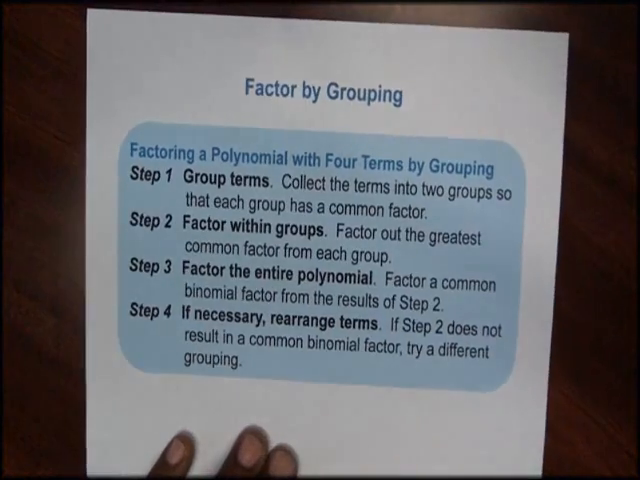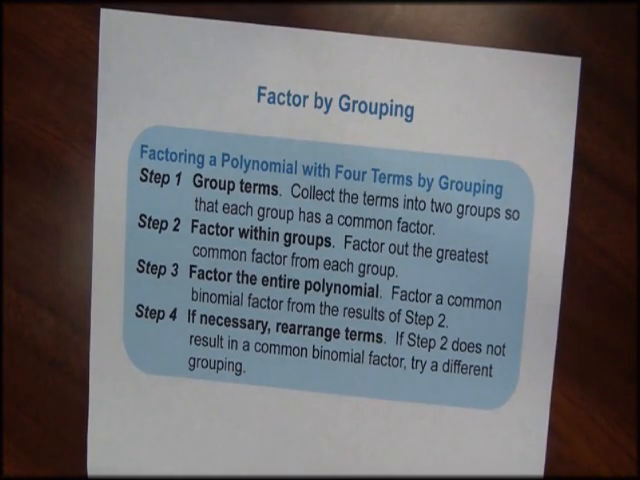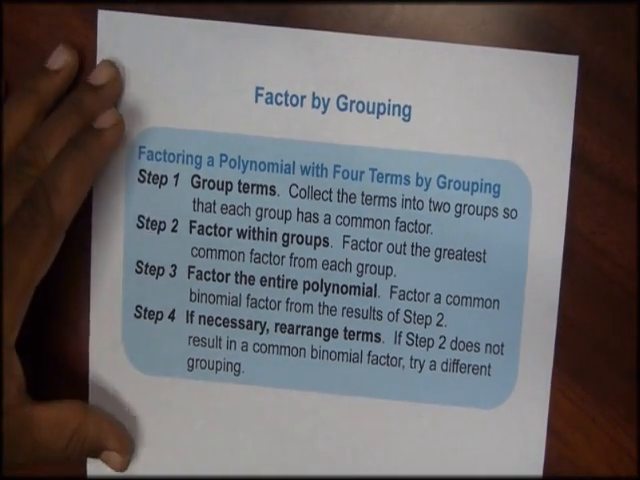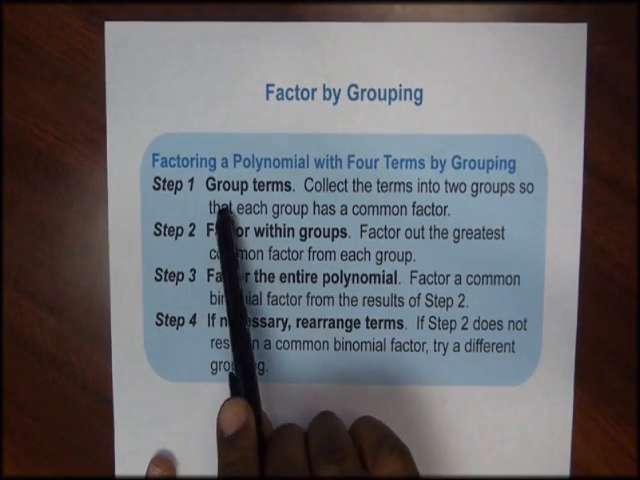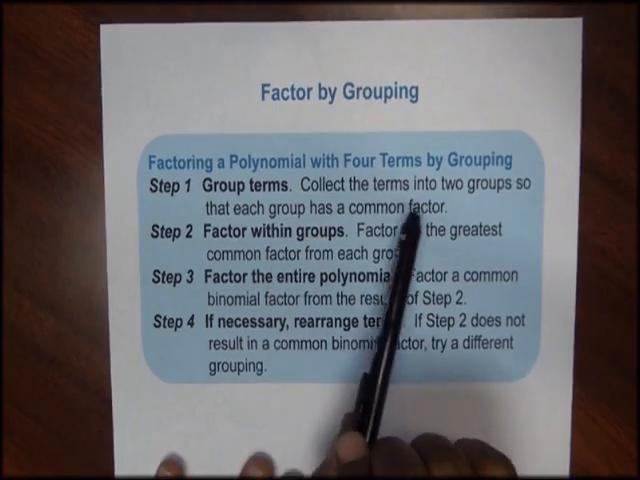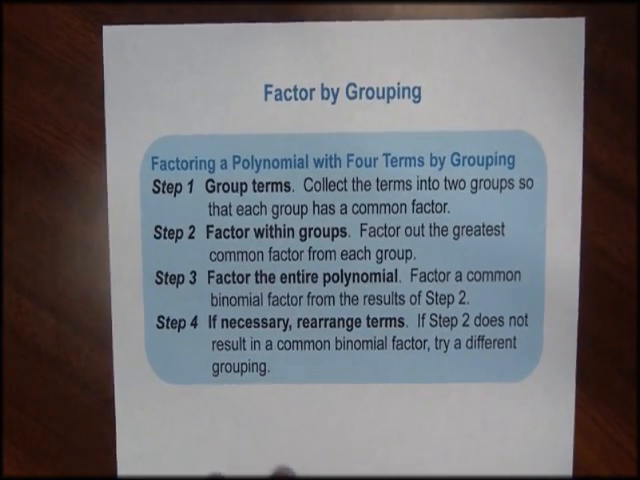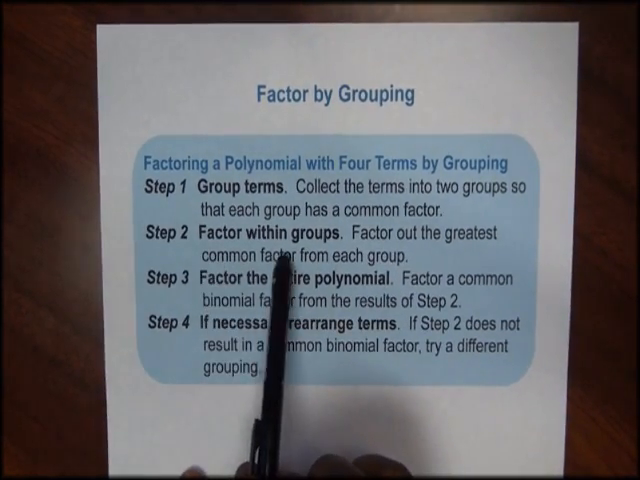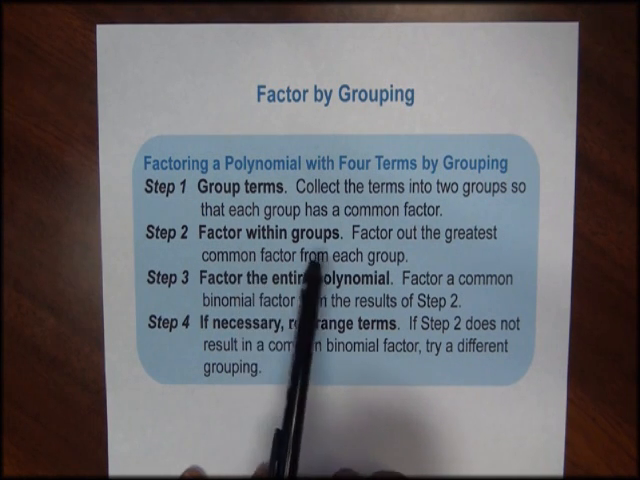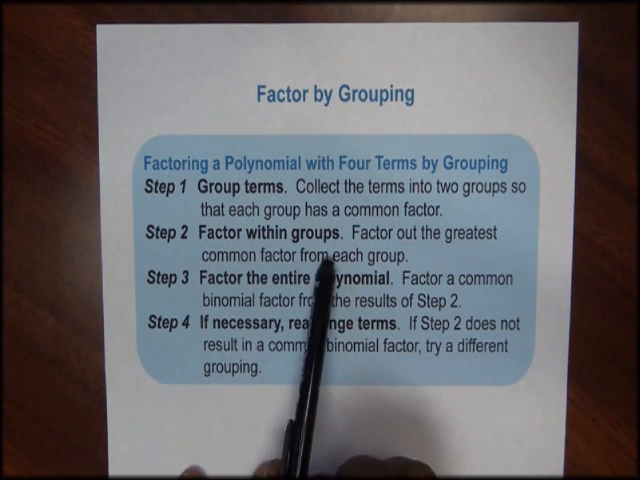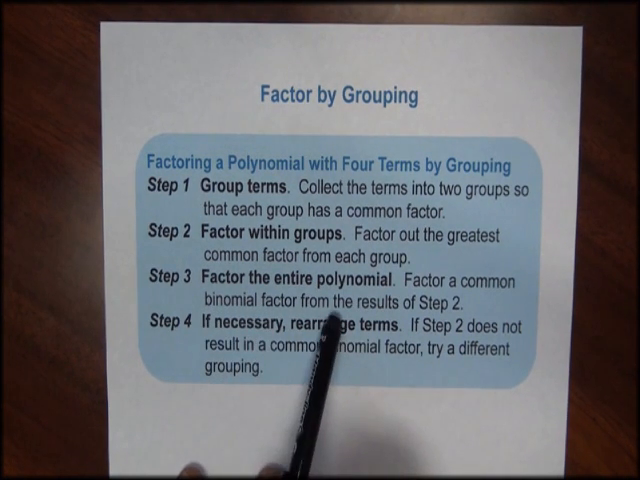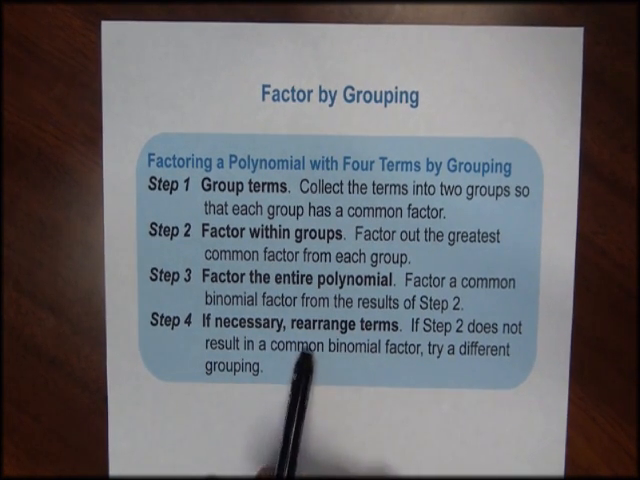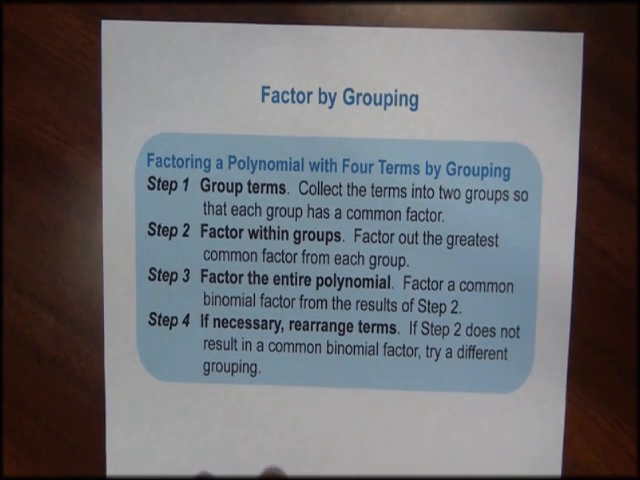Now we'll take a look at the method of factor by grouping. And when we use the method of factor by grouping, we factor a polynomial with 4 terms. So the first step is we'll group the terms by placing a set of parentheses about the first and the last 2 terms. We'll factor out the greatest common factor within each group. We'll factor out the greatest common factor for the entire polynomial. And if necessary, we'll rearrange all of the terms.